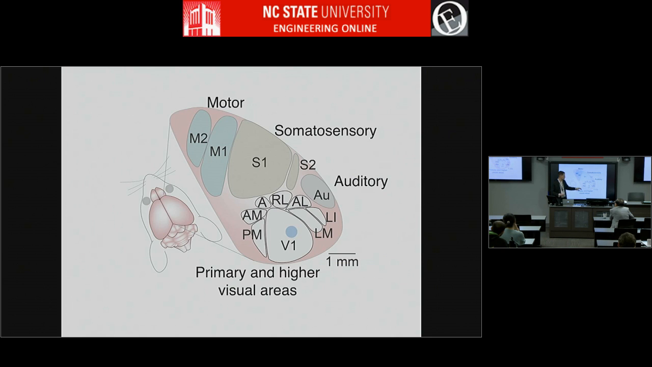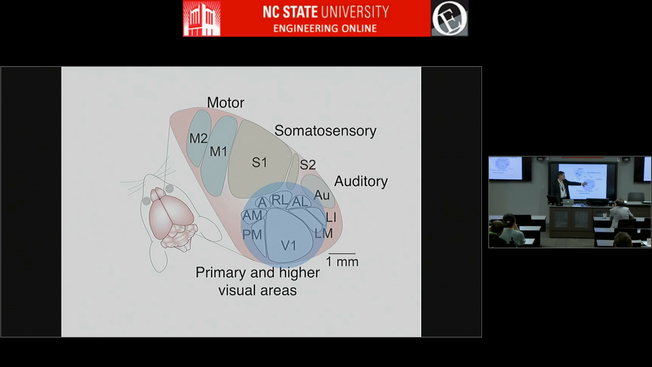So here's just another way to display that same thing. This is an overview of the mouse brain and the different cortical areas. This is primary visual cortex, higher visual areas, auditory cortex, somatosensation, motor output. And this is basically the field of view that we get with a standard conventional two-photon microscope. So if you go to Olympus or Nikon and give them $1 million, they can give you a microscope that can image a small little area like this.